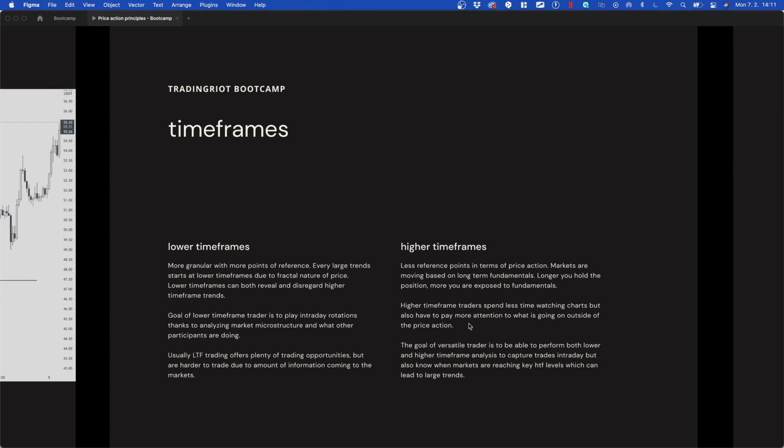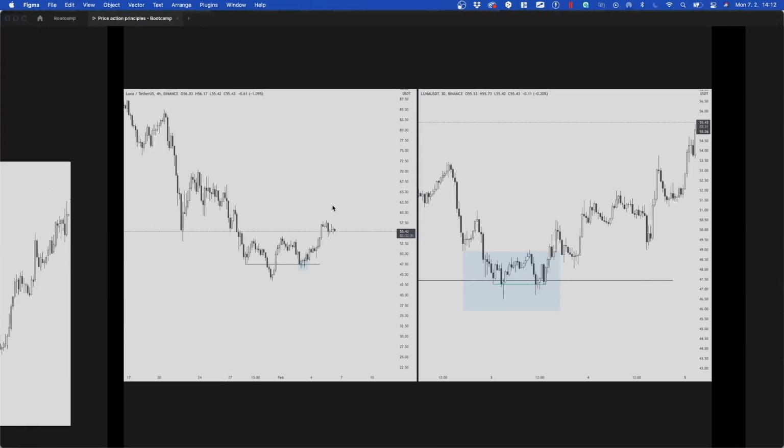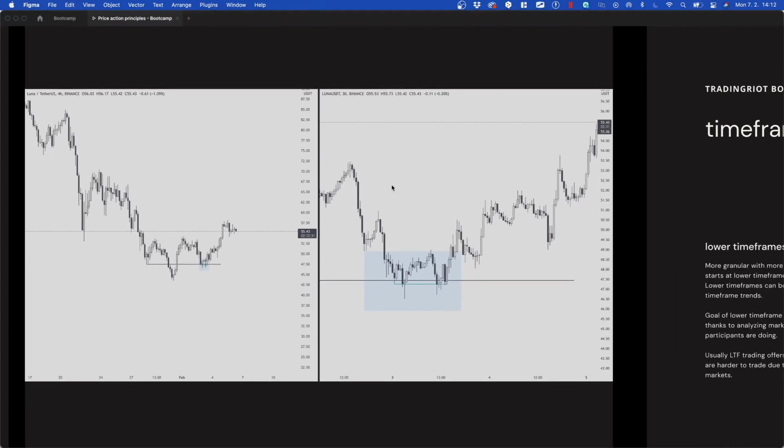Basically, the goal of a versatile trader is to be able to perform both lower and higher time frame analysis to capture trades intraday, but also know when markets are reaching a key higher time frame level, which can lead to large trends. This is a really important thing, and this is something where you want to be at the end of everything.